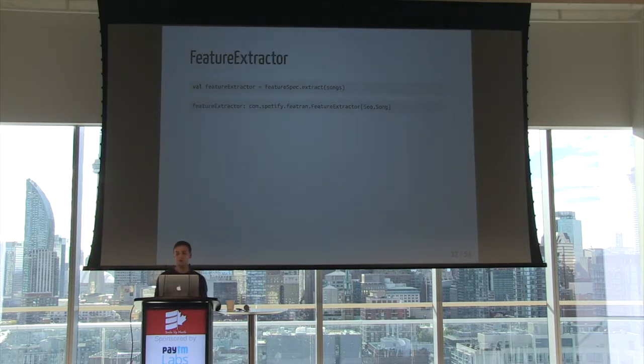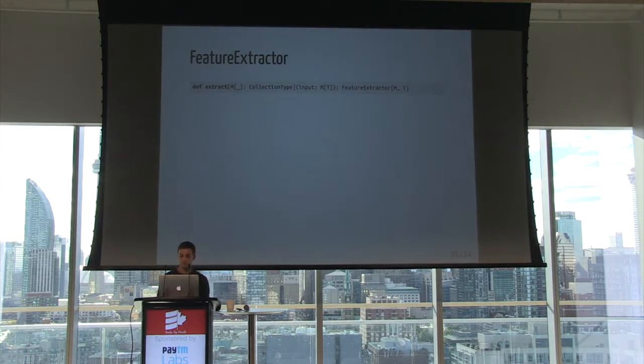So what we can do is call this extract method on our songs collection, which gives us something back called a feature extractor. Let's look at this to see what's going on. Rather than accepting just a sequence of some type T, extract actually takes a context-bound type parameter representing a collection type, which I'll talk about shortly, and then an input collection of that type.